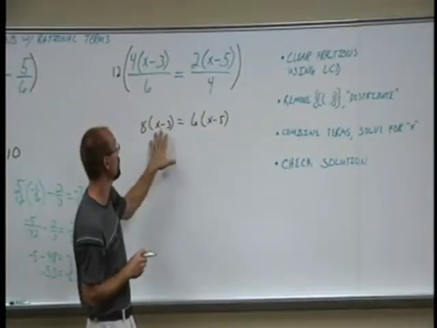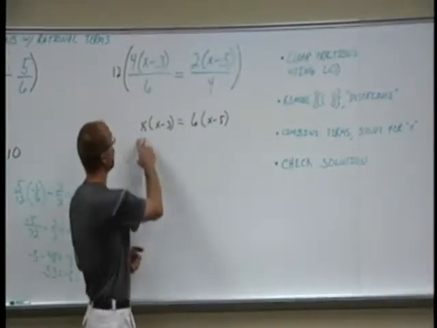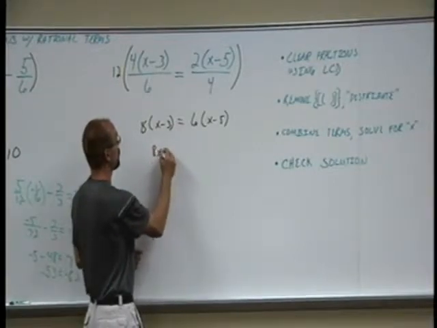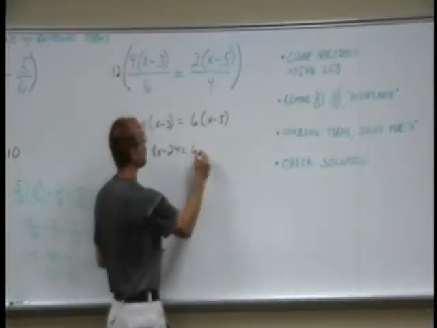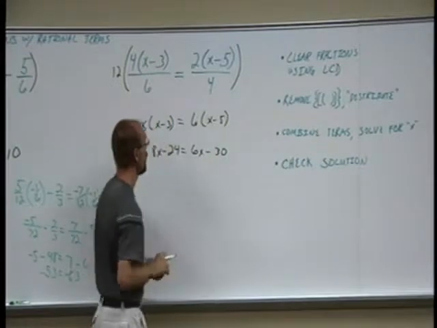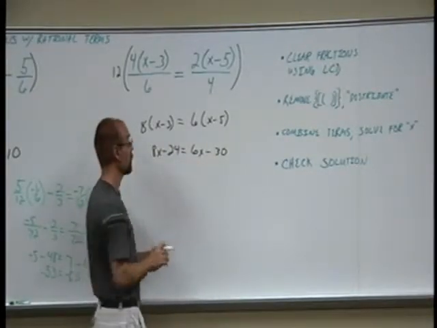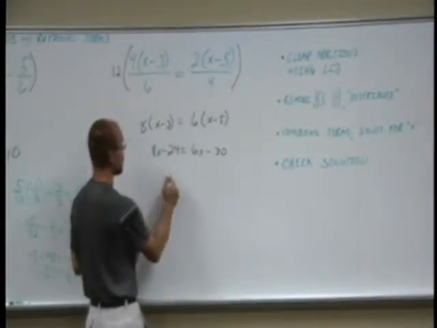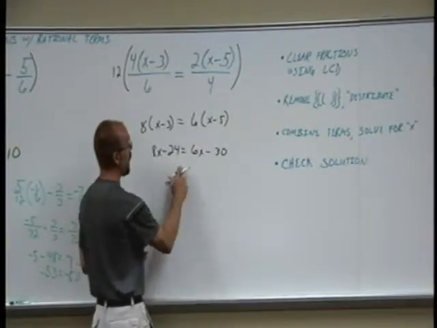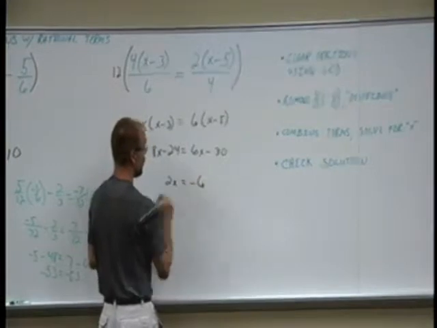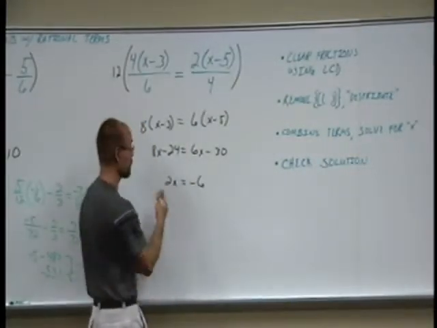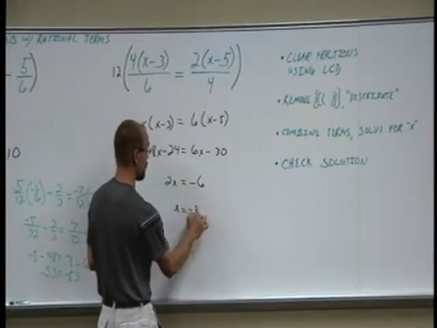So we can eliminate these grouping symbols by distribution. 8x minus 24 equals 6x minus 30. And now I can just get my x's on one side, my numbers on the other, and solve. So I'm going to subtract 6x from both sides and add 24. And I get 2x equals negative 6. Divide by 2, x equals negative 3.